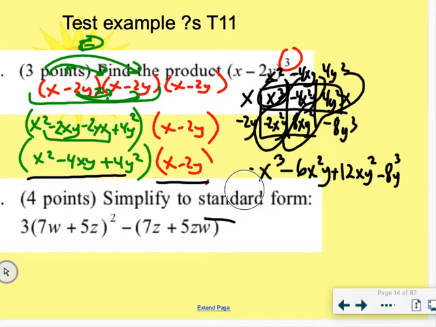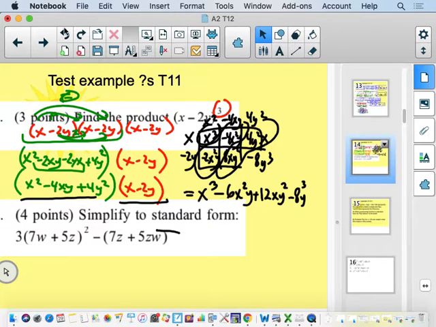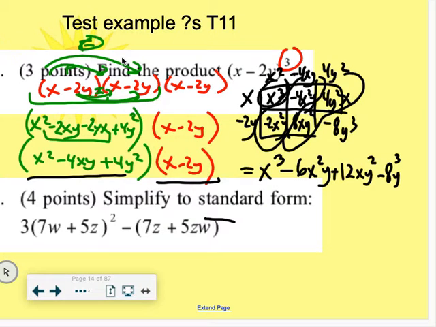So here's our final answer. Oh no, I grabbed the eraser by mistake. Undo that, there we go. There's my final answer.